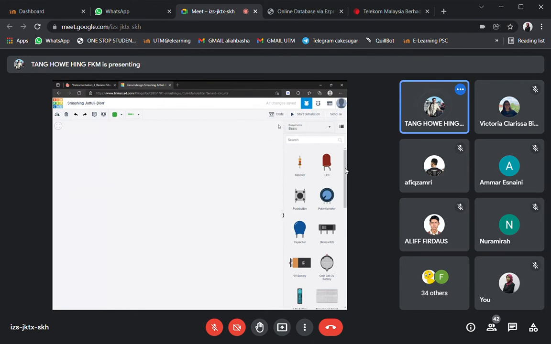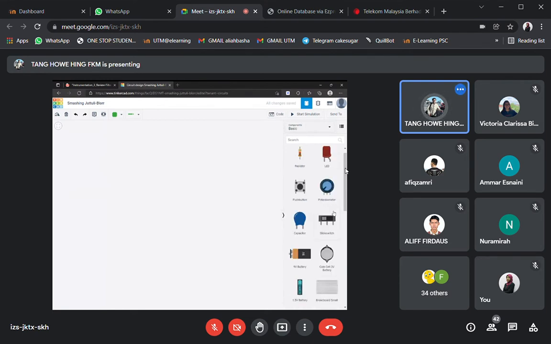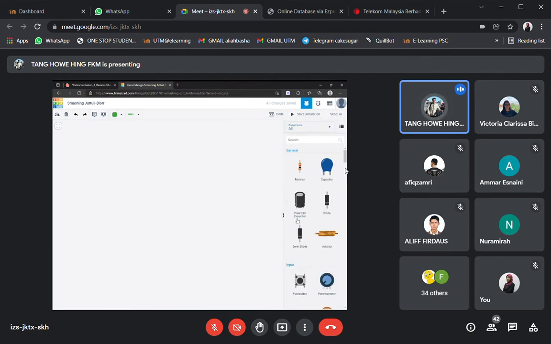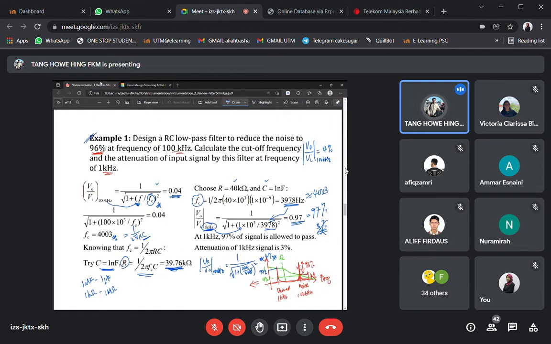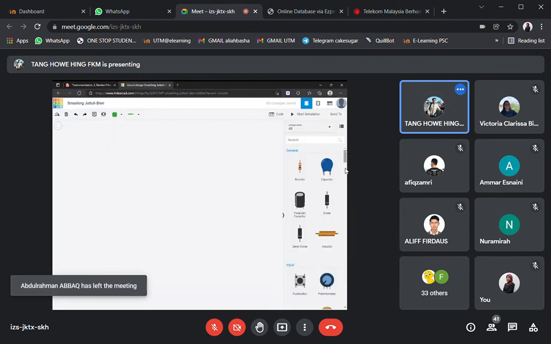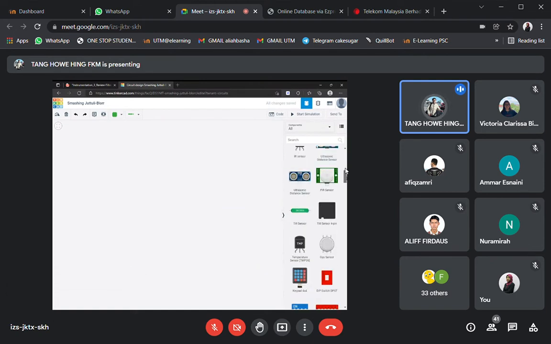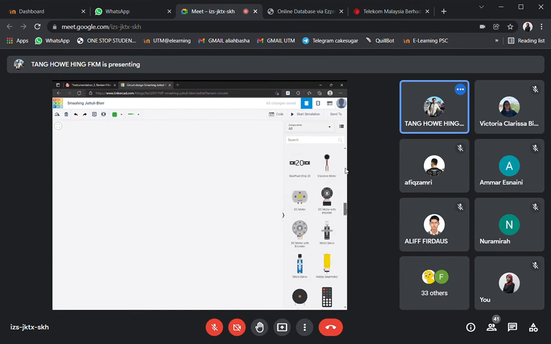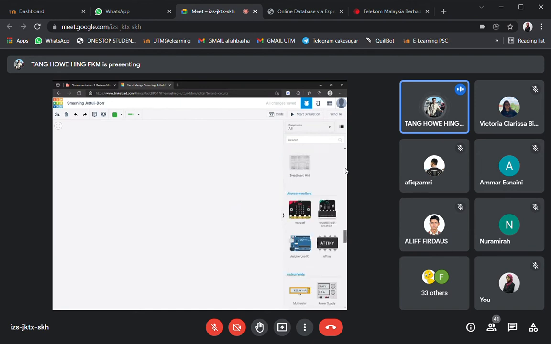Okay. And now, before we proceed with the testing, I'm going to first generate the corrupted signal. Exactly like what is inside this first example. So I need to have a 1 kilohertz signal, and then another is a 100 kilohertz signal. So first of all, I'll just get a function generator. Where is the function generator?